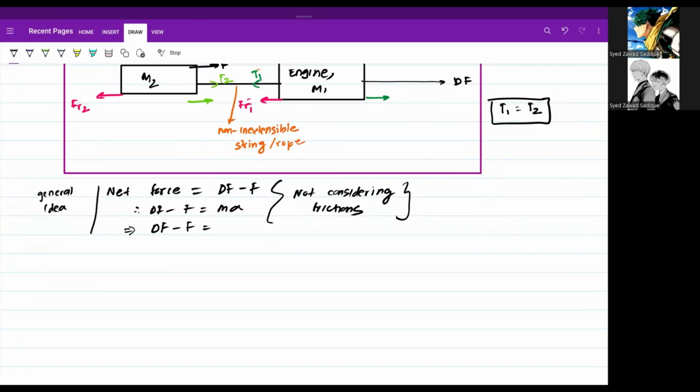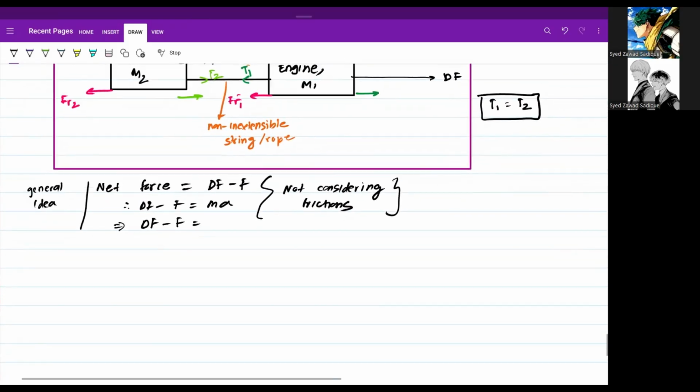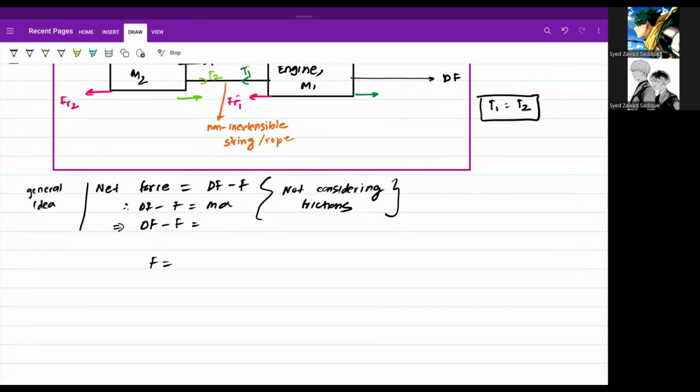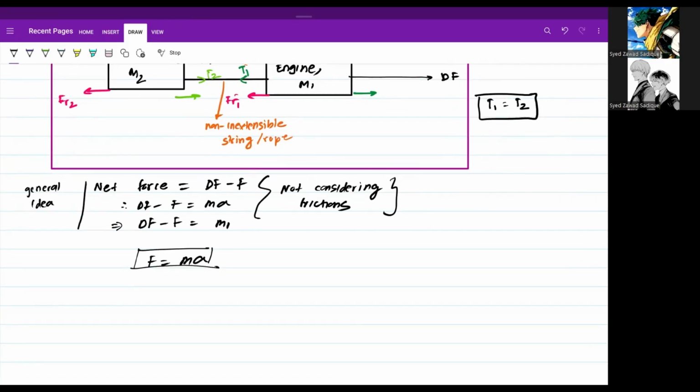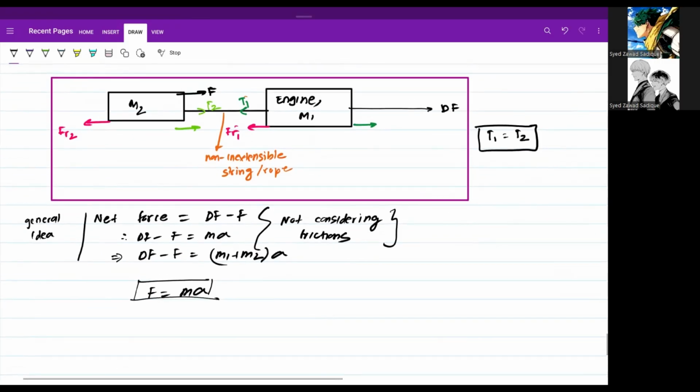Okay, let's do this one by one. We know net force F is equal to mass times acceleration. This is something we know. So everything together adds up to mass times acceleration. By the way, something I forgot to write: the resultant force is equal to the mass of both particles times the combined acceleration. Remember, in connected particles, the acceleration of both particles is the same. Also, the velocity is the same.